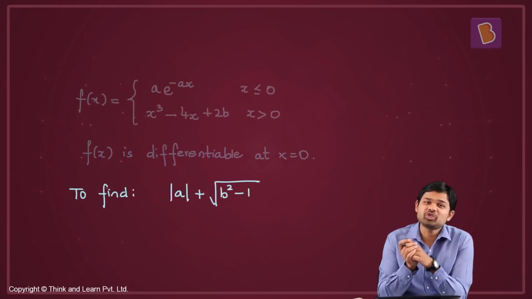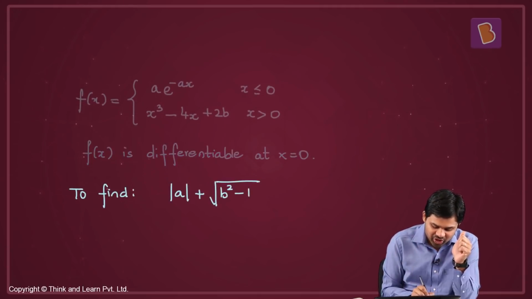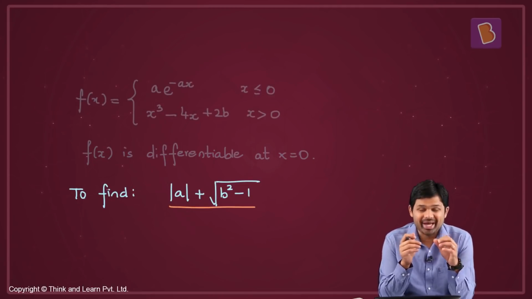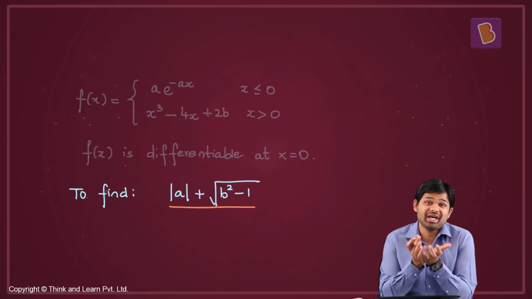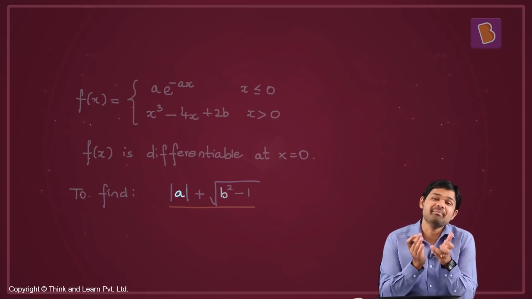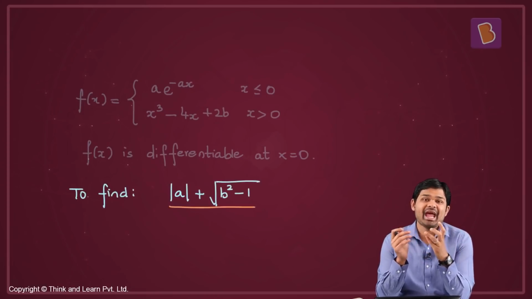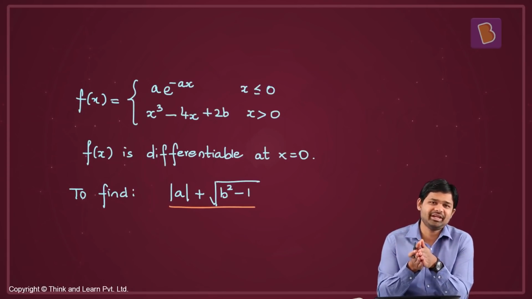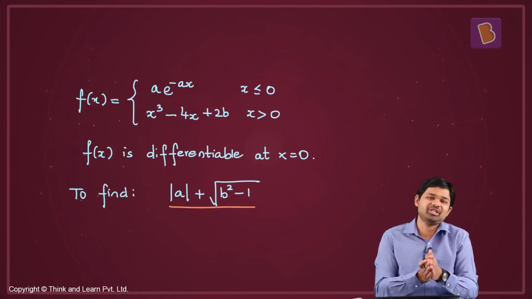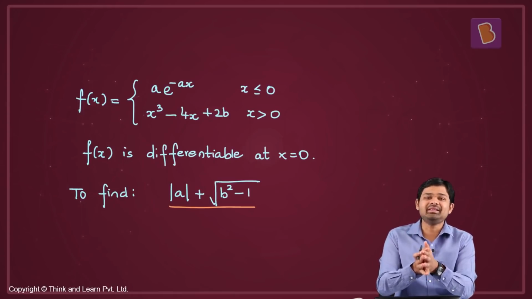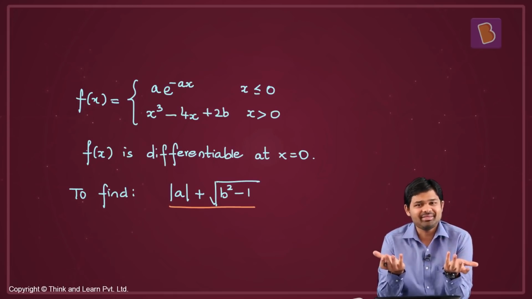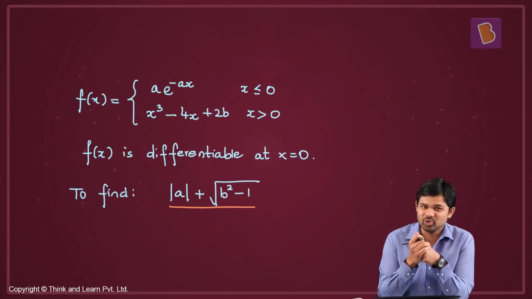The objective is to find out the value of this expression, which is the modulus of a plus the square root of b square minus 1, which means that we have to find out what the values of a and b are. You can find a and b in the function definition. So we are just going to make use of the data that is given and arrive at the values of a and b, plug them in the expression whose value we need to find out, and that's how we arrive at the solution.